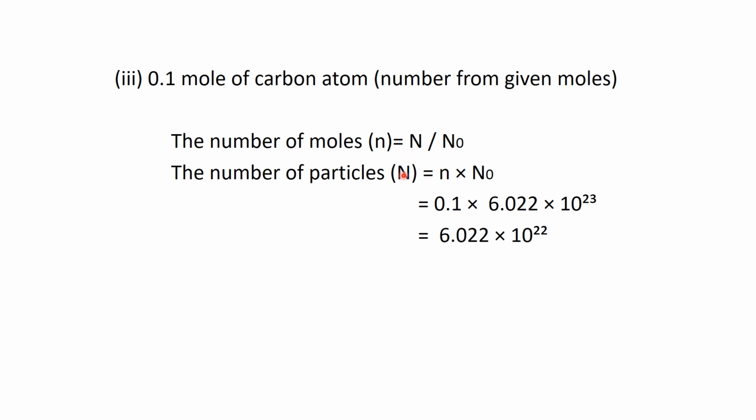So capital N, which is the number of particles, you will write on the LHS. On the RHS you will write small n multiplied by n0. Small n value is 0.1, so you will write 0.1 here, multiplied by n0, that is the Avogadro number, 6.022 multiplied by 10 to the power 23.